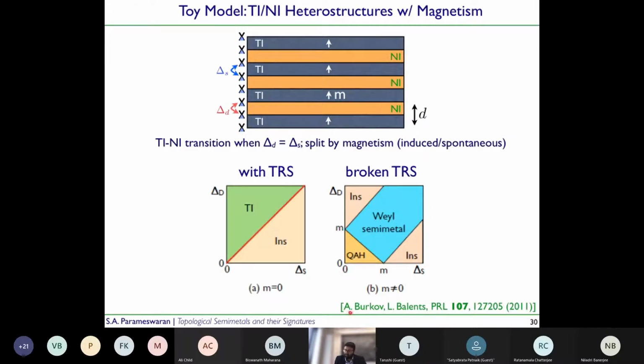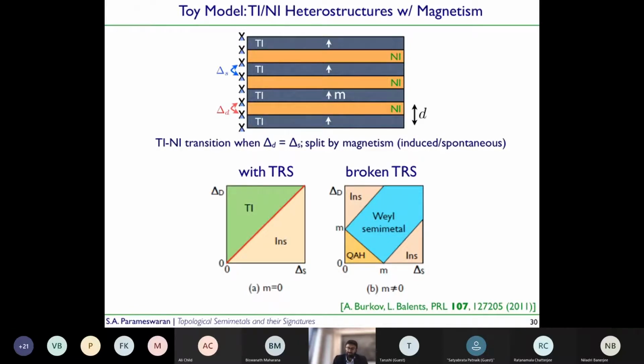It's a very nice paper by Anton Burkov and Leon Balents, which pointed out that if you take a heterostructure made of a topological insulator region, normal insulator region, topological insulator region, normal insulator region, and imagine that I can tune the separation, the thickness of either the normal or the topological region.